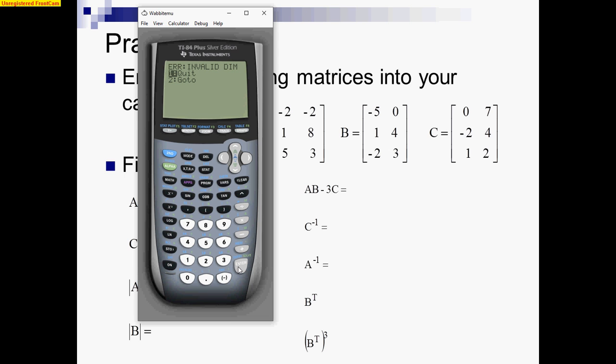Now why is that? I typed in everything all right. Because B transpose is what size? A 2 by 3, right? And you can't multiply a 2 by 3 times a 2 by 3. So I certainly can't multiply it 3 times each other, can I? Now I could do A transpose cubed, right? And look how fast that happens.